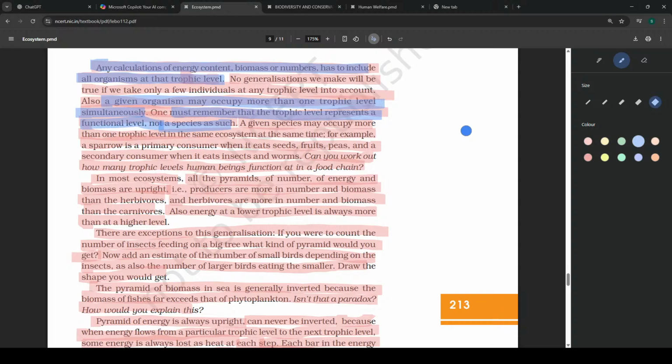We cannot say an insect always occupies the primary trophic level, the second trophic level or the third trophic level. It can occupy any trophic level depending on the circumstance or the ecosystem. A same type of organism can occupy one or more trophic levels in the same ecosystem at the same time. A given species may occupy more than one trophic level in the same ecosystem at the same time. An example is the sparrow: a primary consumer when it eats seeds, fruit, peas, and a secondary consumer when it eats insects.